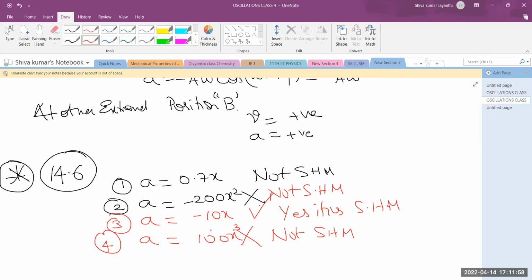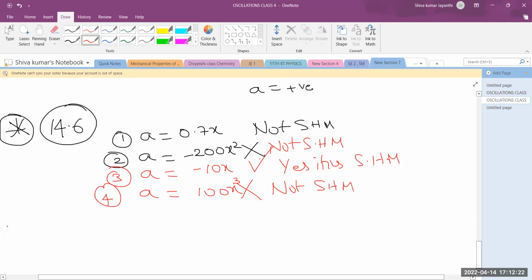Motion of a particle undergoing SHM is described by X is equal to A sine or A cos omega t plus or minus phi. You know this. It's not a question. Question number 14.8 is a numerical. We are only doing numericals right now. Theory questions are already done.